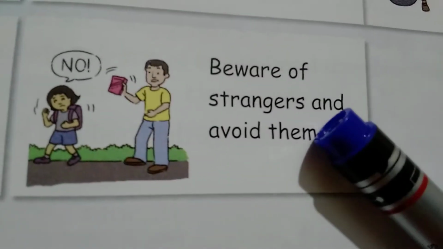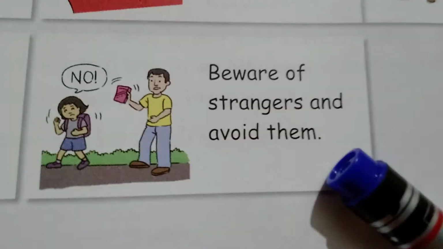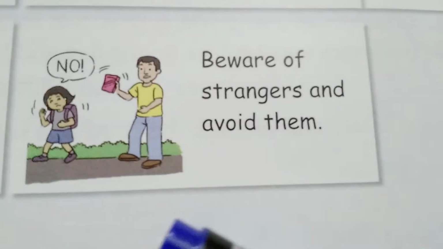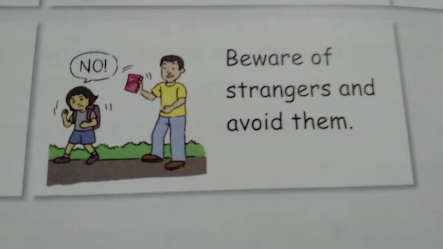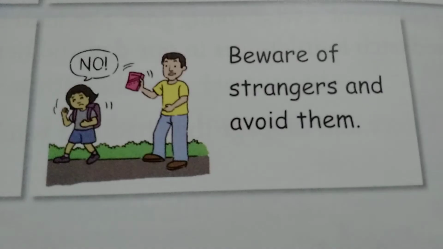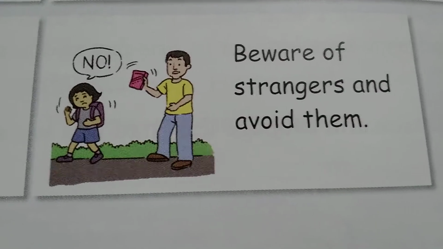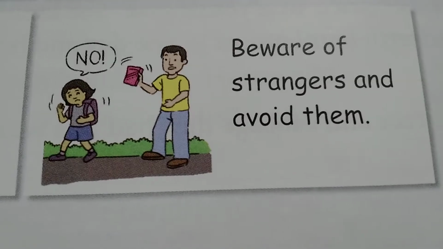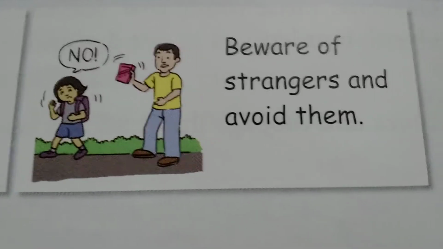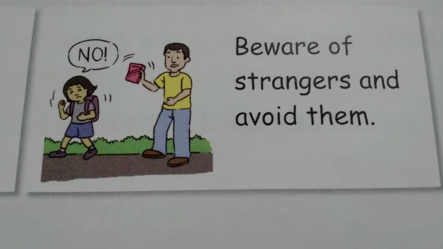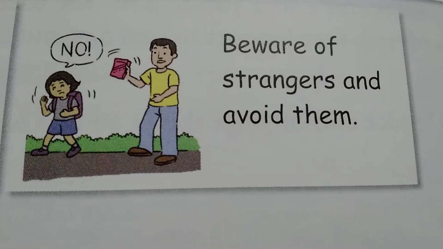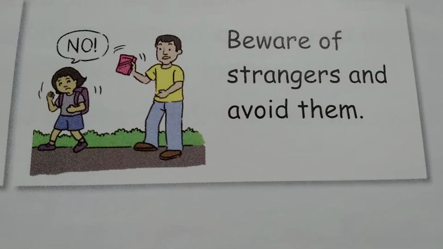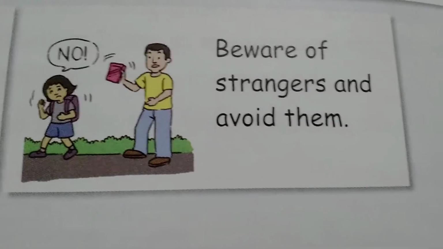Lastly, beware of strangers and avoid them. Always, whenever on a road, if any unknown person asks or offers you some chocolates or anything, then just avoid them and strongly say no. Okay. So these are some important rules that we must obey while on the road.